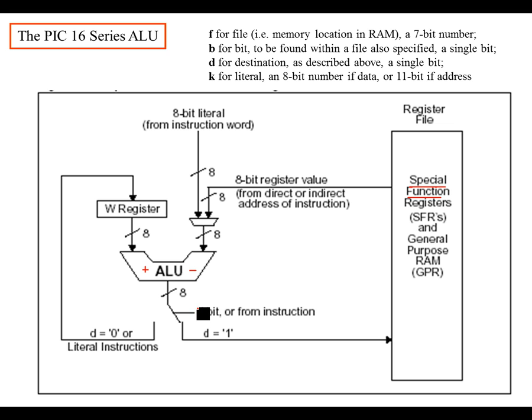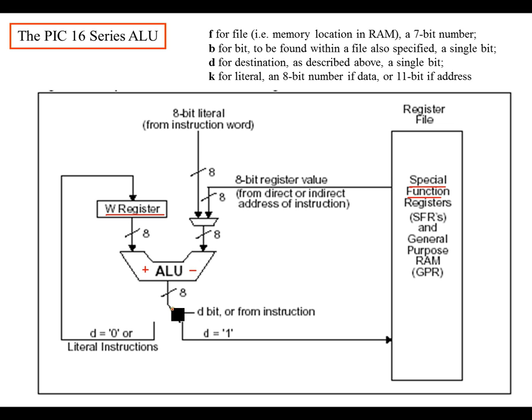So there are two paths on this side of the ALU. You can come from the literal or a special function register, and on this side it always comes from the W register. Really, anything you want to add to something has to always be loaded into the W register. That's one thing you're going to find to be always true. And then the result is many times stored in the W register, or it can also be stored in a special function register.